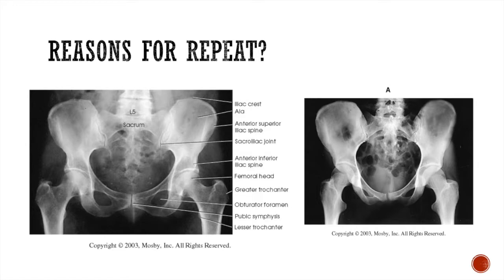The ASIS and the greater trochanters should be equal distance from the edge of the image. The iliac crest should be equal distance from the top of the IR. The sacrum and coccyx should be aligned with the pubic symphysis, and the following structures should be symmetrical: the obturator foramina, the iliac ala, the SI joints, and the hips.